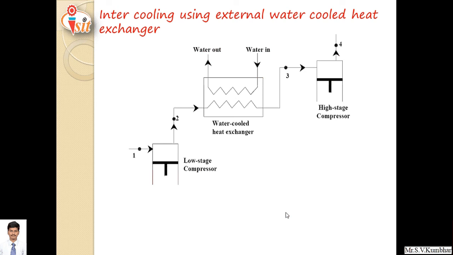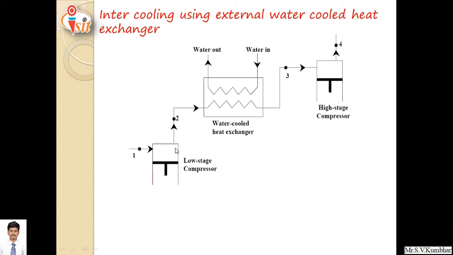Intercooling using an external water cooled heat exchanger. So as I told you, if you compress refrigerant in more than one compressor, it is known as multi-stage compression. So here first a low stage compressor is shown. Refrigerant from the evaporator is compressed in the low stage compressor. Here the pressure as well as the temperature of the refrigerant is increased.